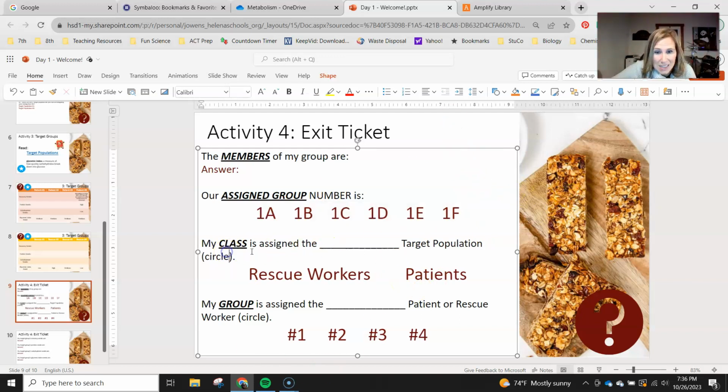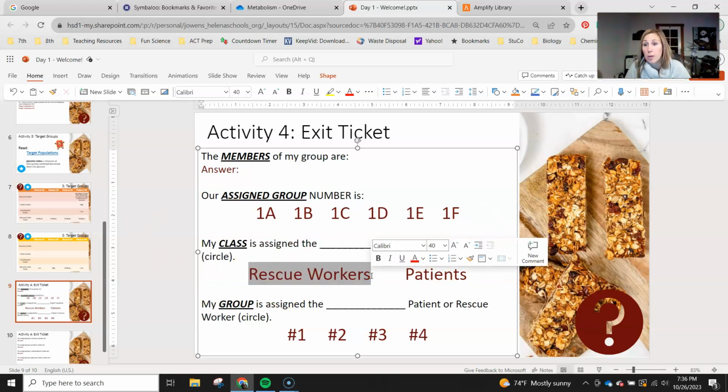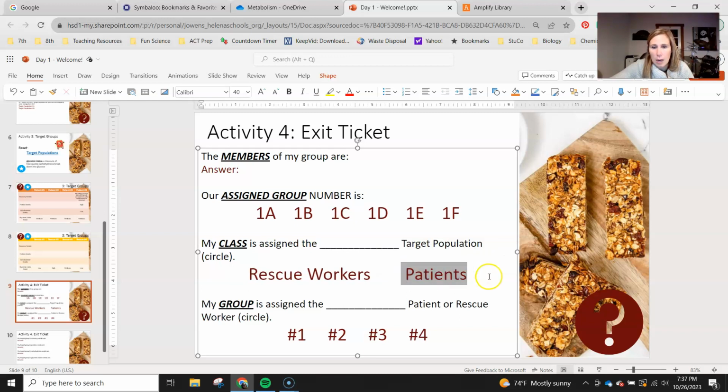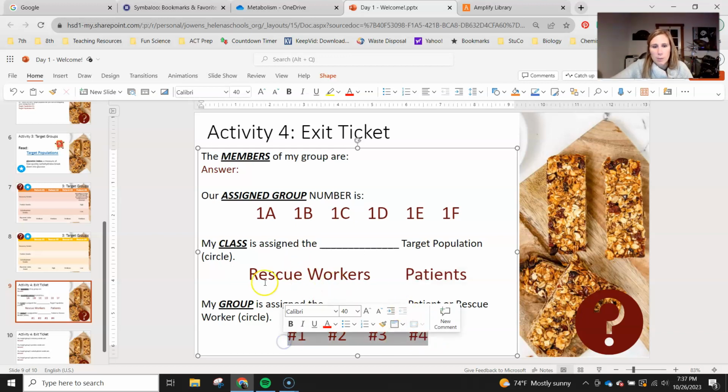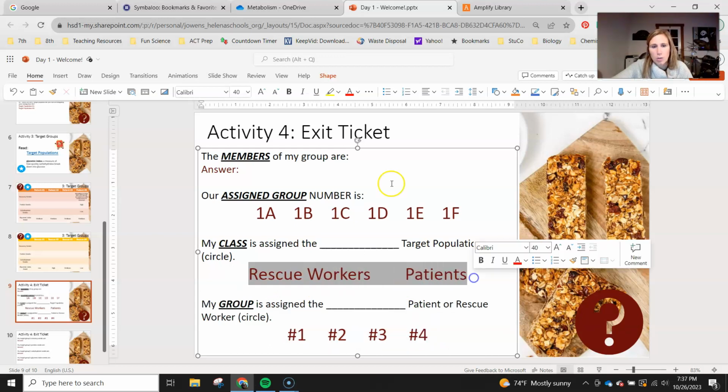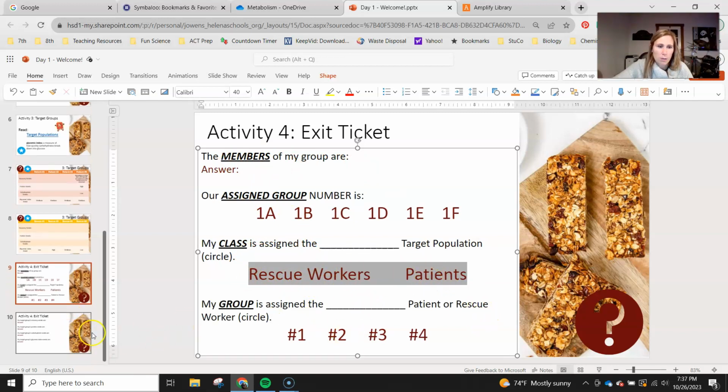Okay, my class is assigned the blank target population. So for this one, class period 1 is going to be rescue workers. So if you guys know you're in period 1, you guys can circle rescue workers. If you guys are period 2, you guys are going to be my patients. Okay, and then individually, I will assign your group, whether you guys are patient 1, patient 2, patient 3, patient 4, or the rescue worker 1, 2, 3, or 4. So again, you'll have to wait for this one. So really the only thing you guys can do right now, unless you know your group ahead of time, is circle first period rescue workers or second period patients. Okay, the rest you'll have to get when you come back.